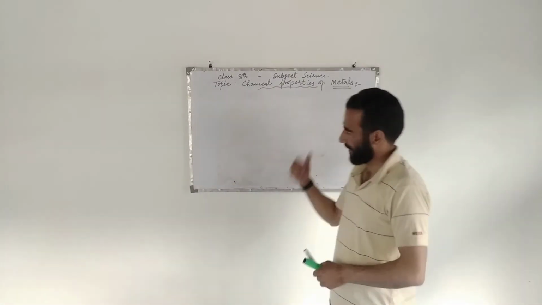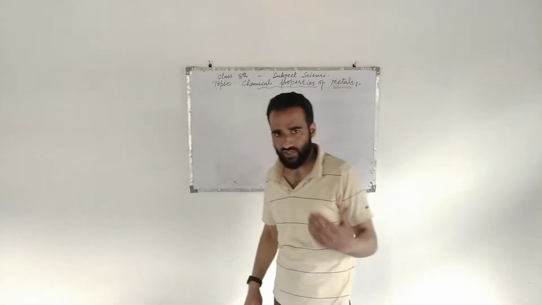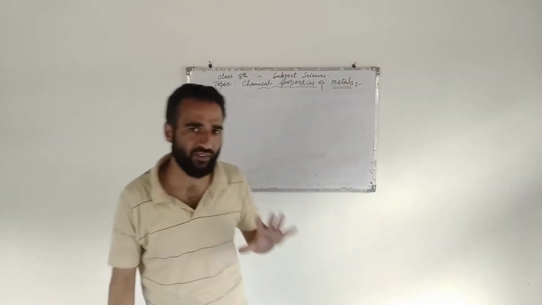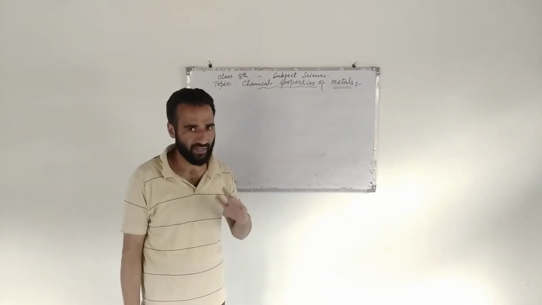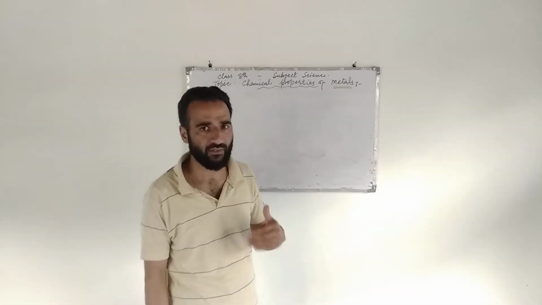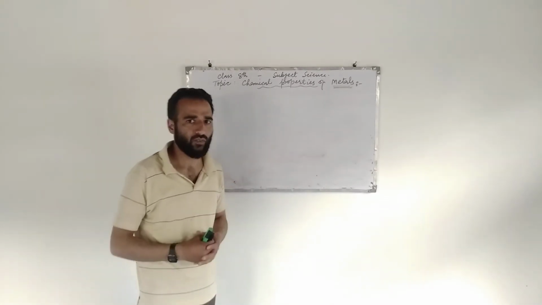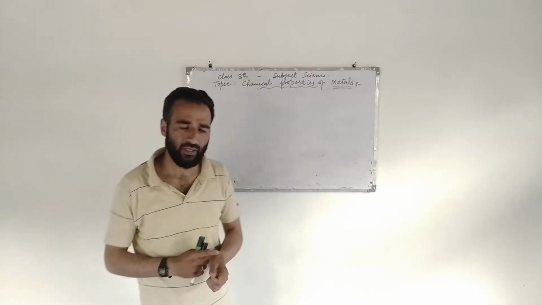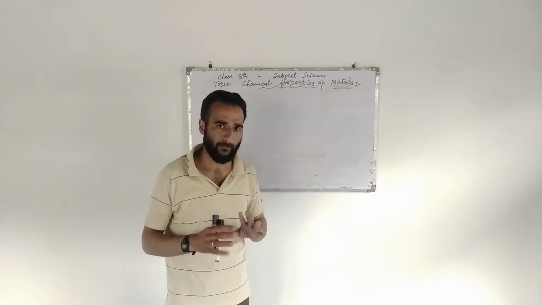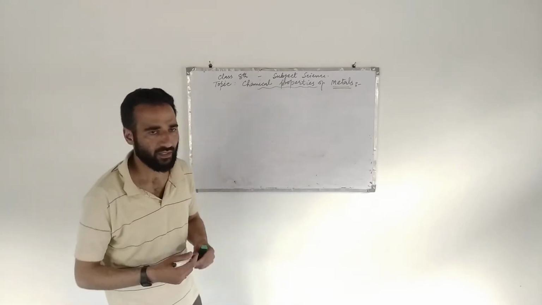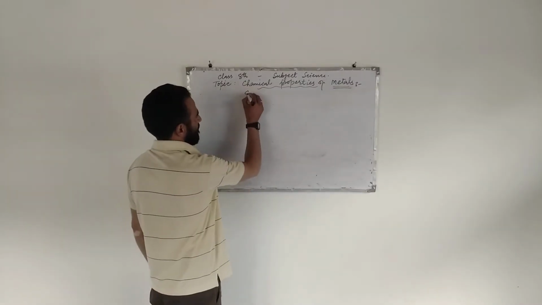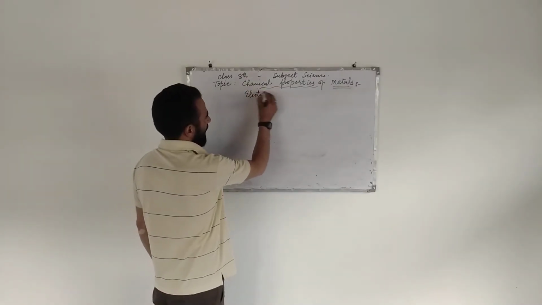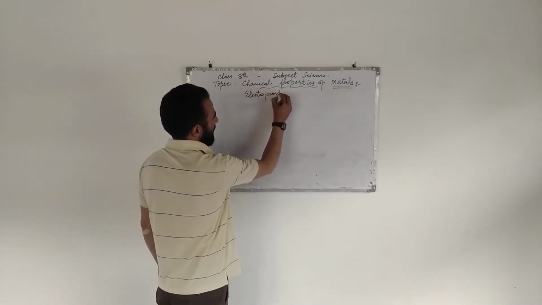Once again I am in front of you with a new topic related to chemical properties of metals. We have finished two topics. We have discussed the physical properties of metals and the physical properties of non-metals. Today we will discuss some important chemical properties of metals. So far as metals are concerned, they are electropositive elements.